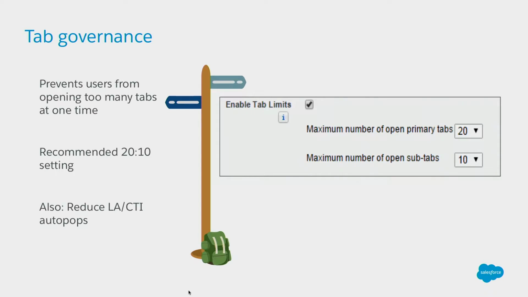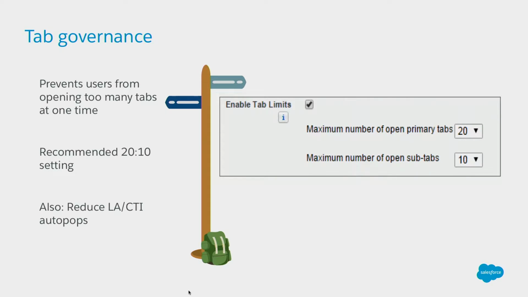We recommend setting this to 20 primary tabs and 10 subtabs. And this will keep users from shooting themselves in the foot simply from sheer volume of tabs open. And in conjunction with keeping the number of tabs down, we want to reduce the number of tabs that are automatically opened whenever possible.